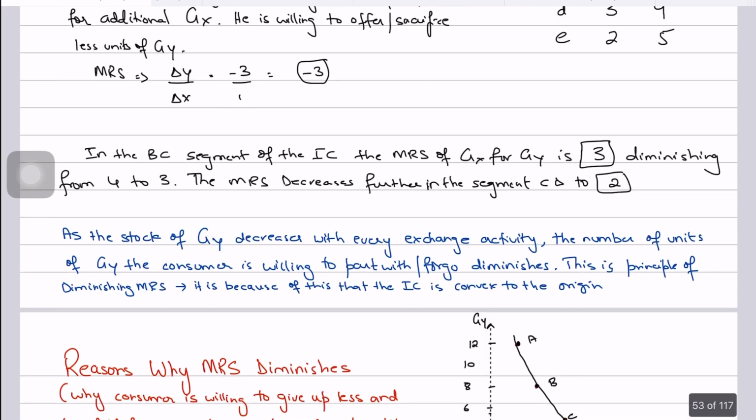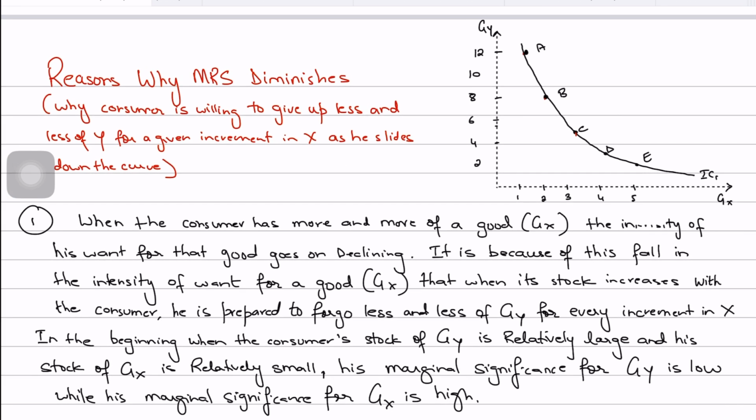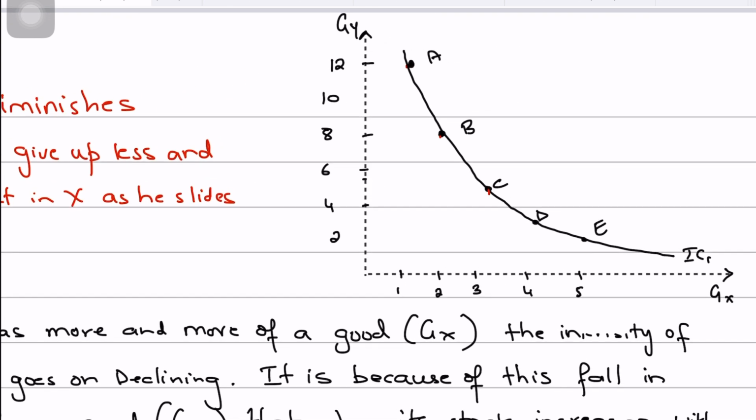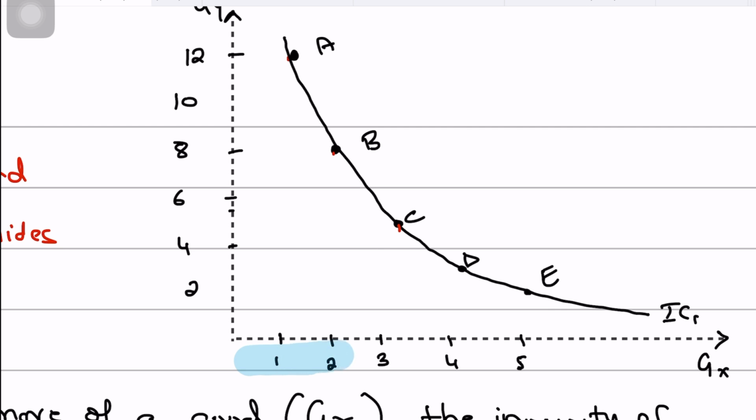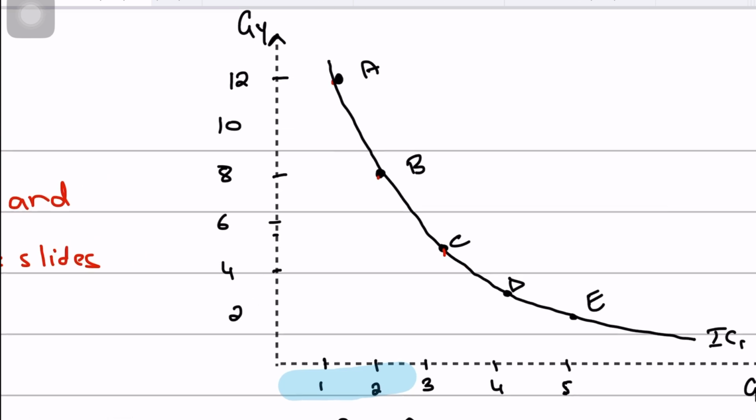Now, guys, an important thing that we need to study is that, okay, fine, we know that the marginal rate of substitution goes down. We know what the marginal rate of substitution is and that it goes down as we go down the indifference curve, but then we need to know the reason why the MRS diminishes. That is the reason why the consumer is willing to give up less and less of Y for each incremental good X as he slides down the curve. So why is that? So देखिए शुरू में अगर आप see that in this region obviously we have more good X. In this region we have less good X, but we have more good Y, right?